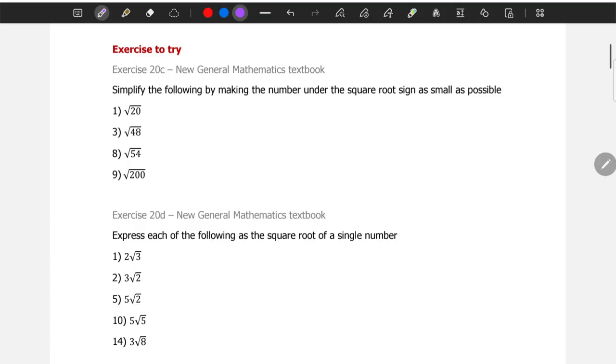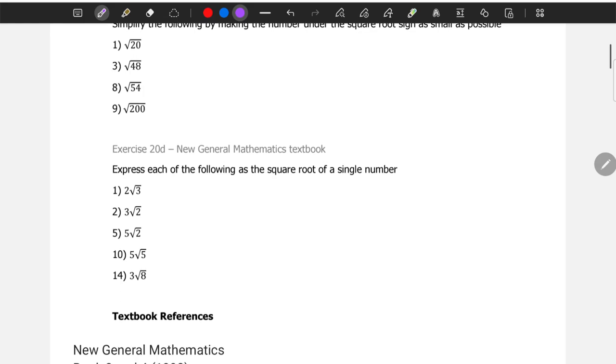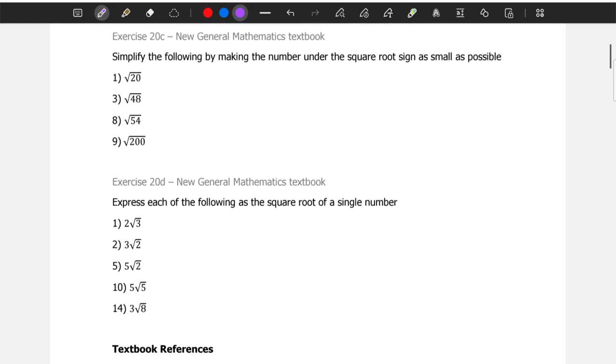So again, an example to try is under exercise 20c. Simplify the following by making the number under the square root sign as small as possible. So again, try questions 1, 3, 8, and 9 to simplify as simply as possible. And then exercise 20d under the same textbook, to express them as a square root of a single number. So now doing the reverse of what you would have done on exercise 20c.